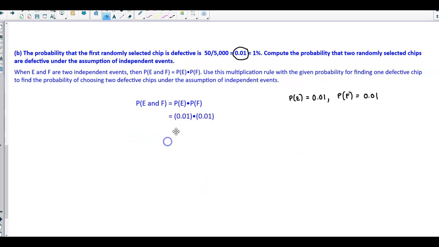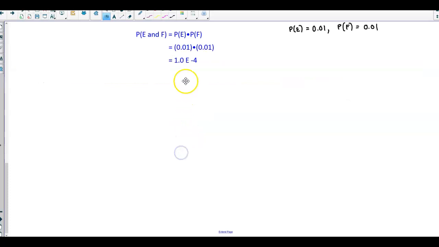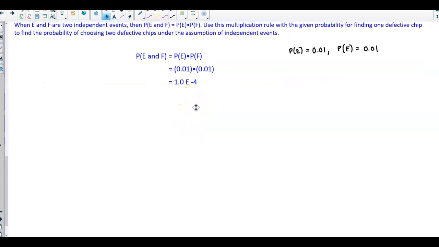So what we're going to do is we're going to take both of those and multiply them together to get 1.0 e to the negative 4. Now remember, this is the same thing as 1.0 times 10 to the negative 4, right? Okay, so what does that mean? That means that if we take 1.0, we're going to move this to the left 4 times. 1, 2, 3, and then 4.